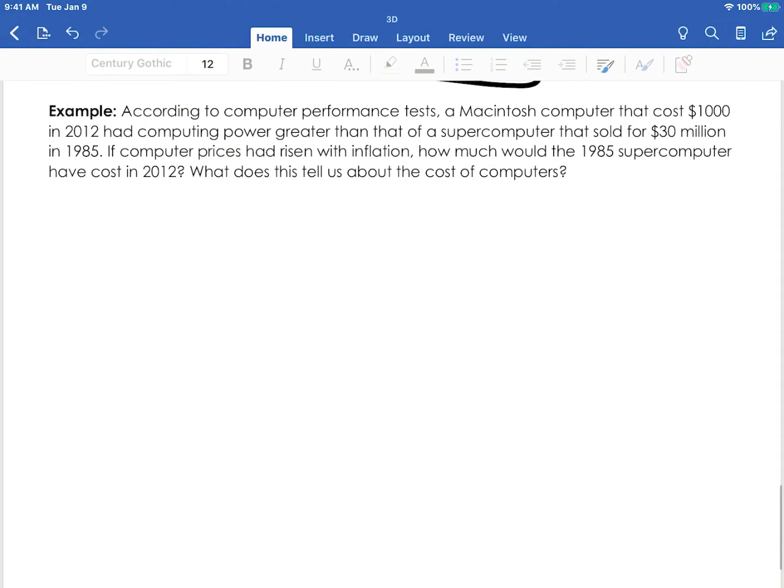Okay, last example. It says, according to the computer performance test, a Macintosh computer that cost $1,000 in 2012 had computing power greater than a supercomputer that sold for $30 million in 1985. If computer prices had risen with inflation, how much would the 1985 supercomputer have cost in 2012? And what does this tell us about the cost of computers?